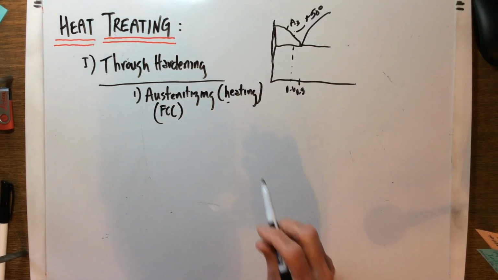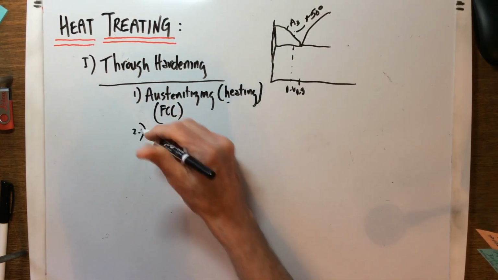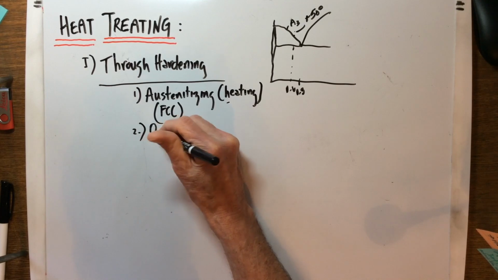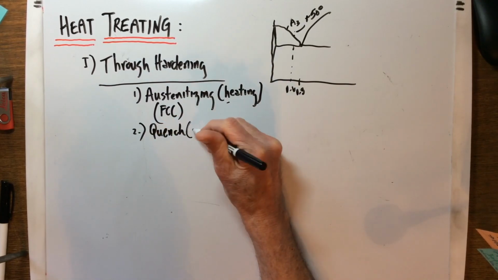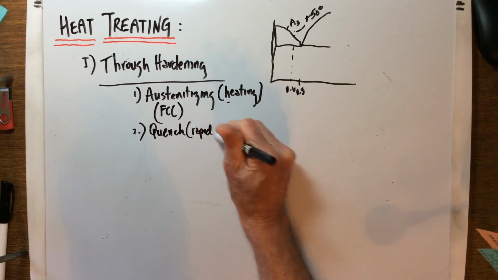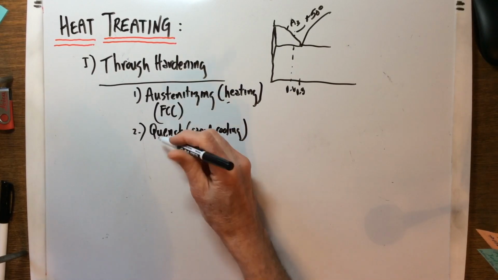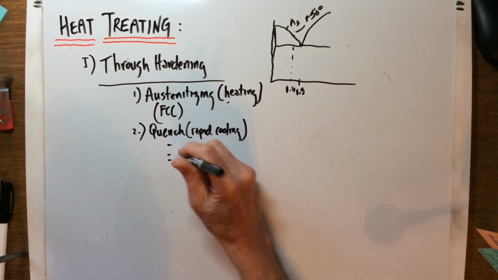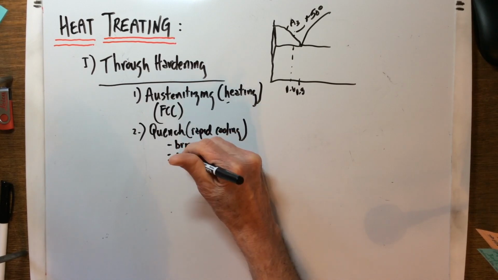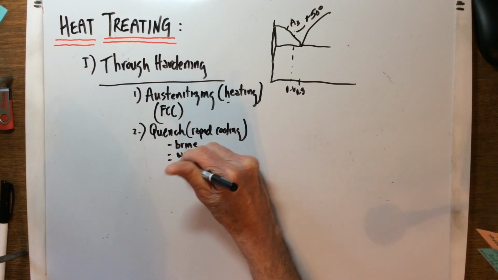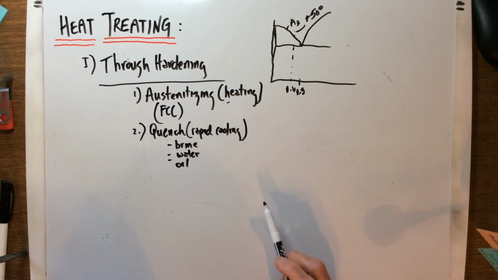So once we get it there, the second step is to rapid cool it, what the terminology calls quenching. And that's just, again, rapid cooling. Of course, the three basic ones, in order of aggressiveness, are brine first, and then water, and then oil. Those are the three basic quenching media that we use.